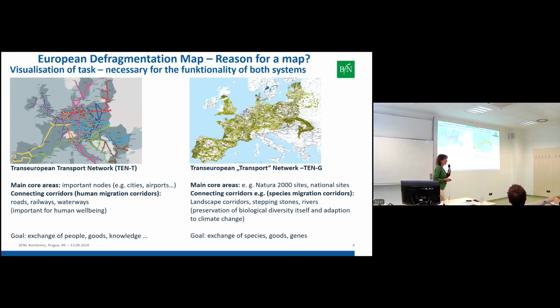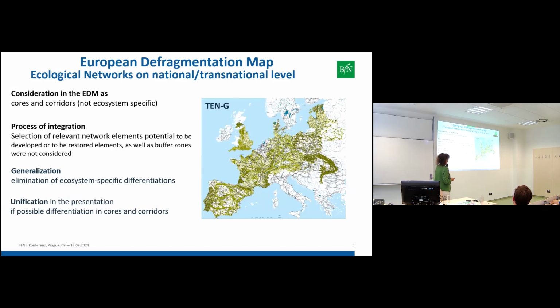And we have also on the other side the transport network, the 10T, and the main core areas are and connected corridors, migration, brackets, are roads, railways, waterways. And the goal is also to exchange. So, concepts and bring it together. What we have done, we don't model anything, went to each country and asked, what kind of concept do you have? And then brought together all these concepts in one map.